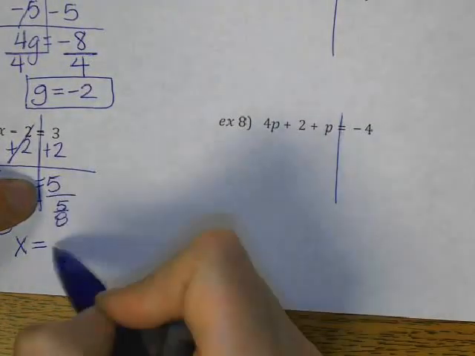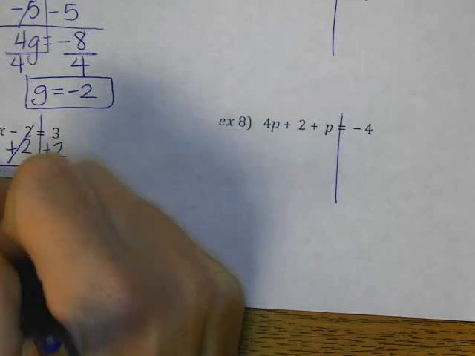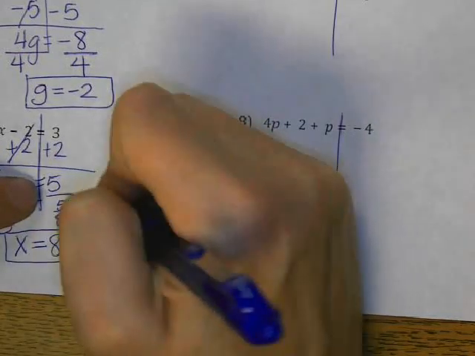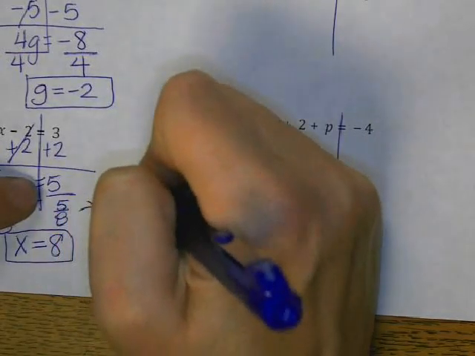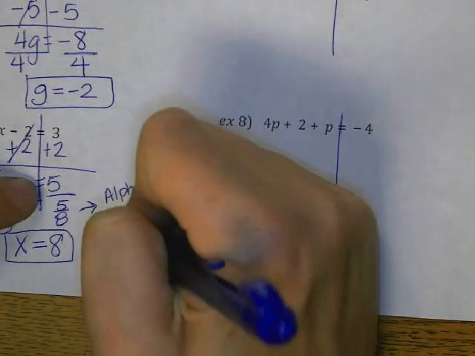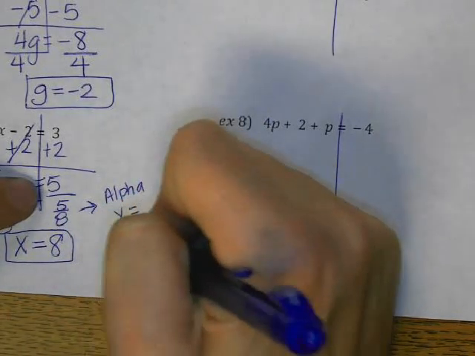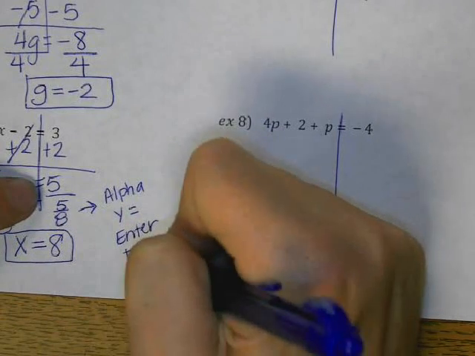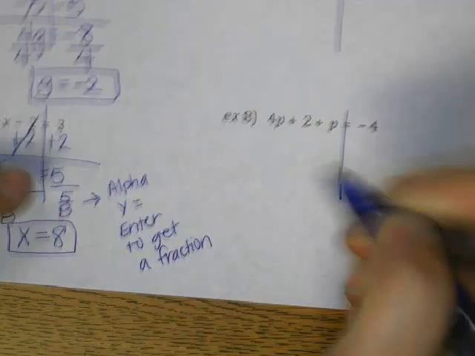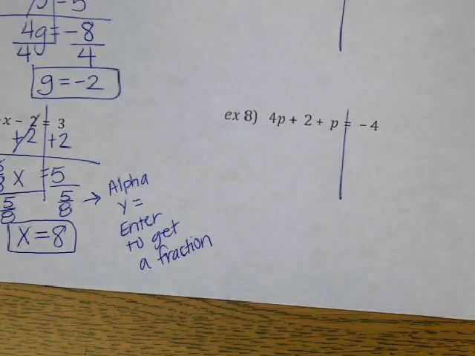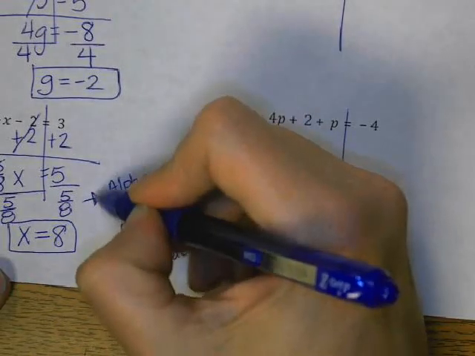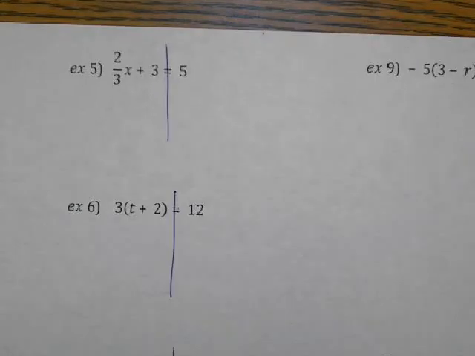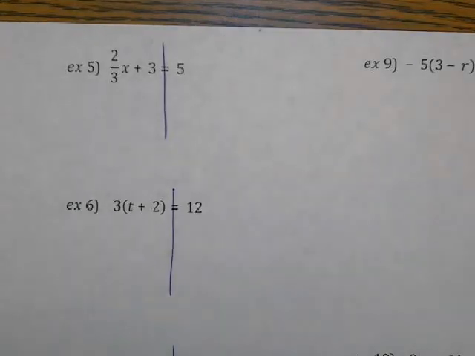So x equals 8. And maybe in your notes right here you might put alpha y equals enter to get a fraction. Some of you may need that. Okay? Alright, moving on to the next problem. You do example 5 all by yourself, and we'll come back and grade it in a second.